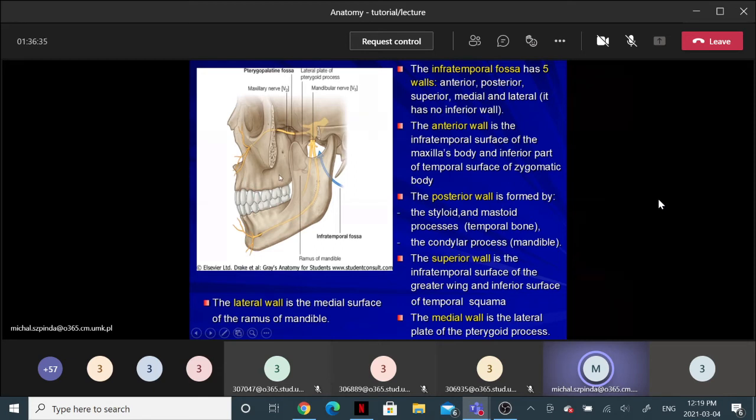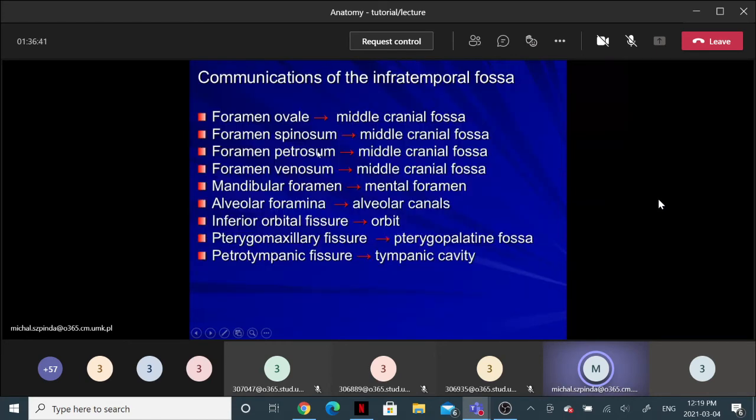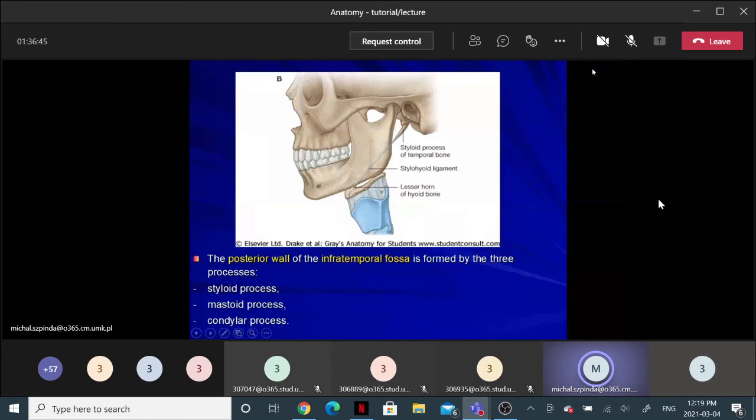Apart from this, the posterior wall of the infratemporal fossa is composed of 3 processes: the condylar process of mandible, the styloid process of temporal bone, and the mastoid process of temporal bone as well.